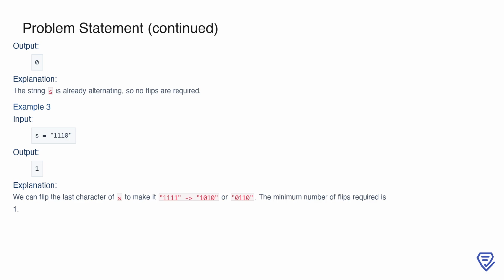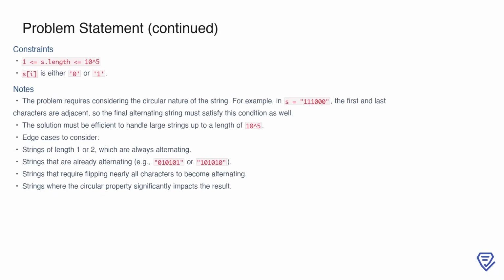In the third example, the input string is 1110. Here, we can flip the last character to turn the string into either 1010 or 0110, both of which are alternating. In this case, only one flip is needed, so the output is 1. These examples highlight how to approach the problem based on the input string's structure. Now, let's review the constraints and some important points to consider.